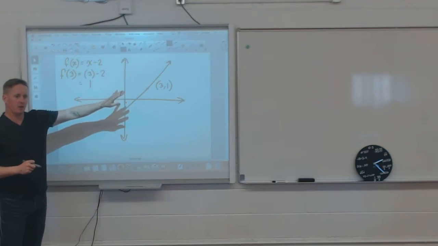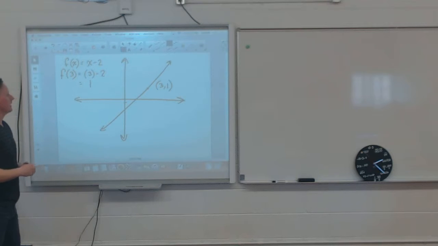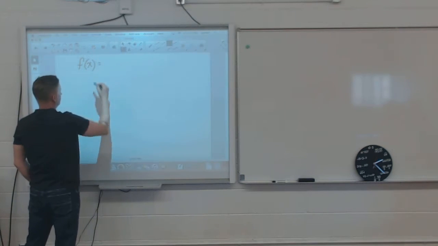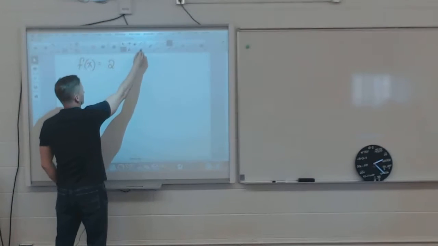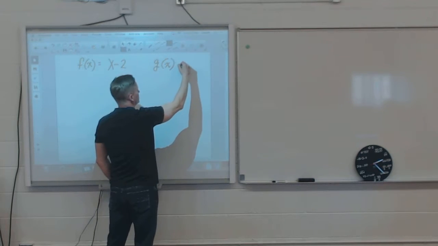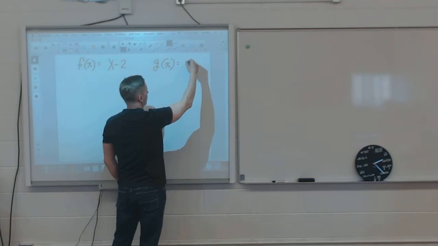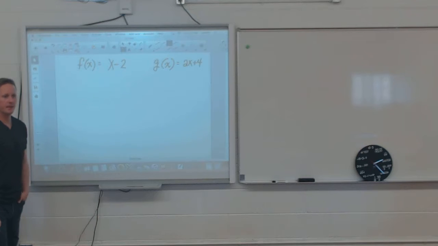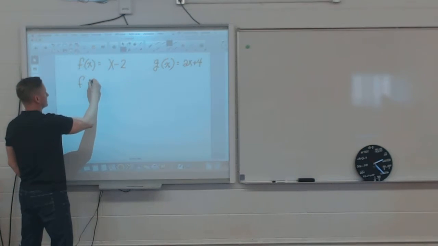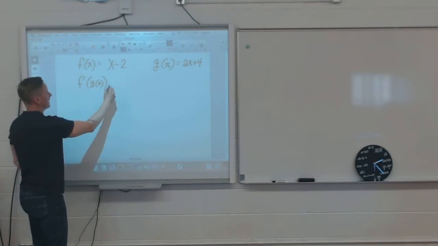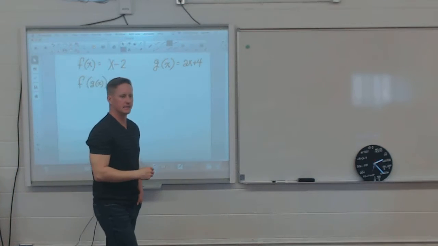This is important to us because we're about to get a little more technical, and we're going to actually do this with functions and functions. So, next order of business is this. F of x equals x minus 2. G of x is equal to 2x plus 4, let's say. And what I want to do right now is I want to know what f of g of x means.